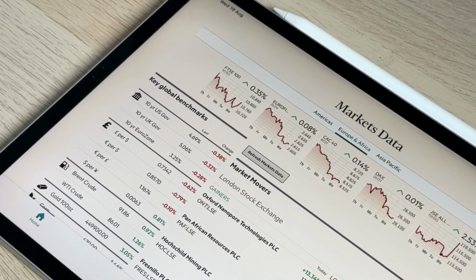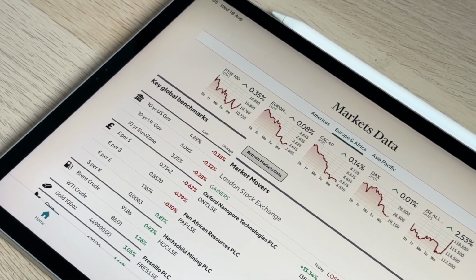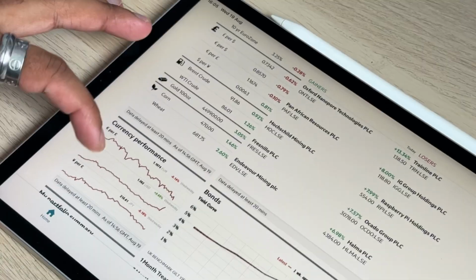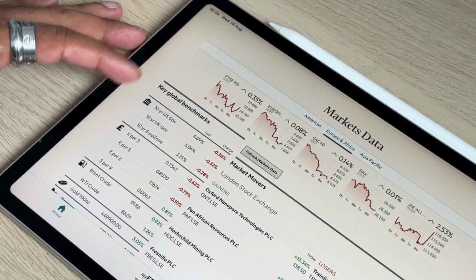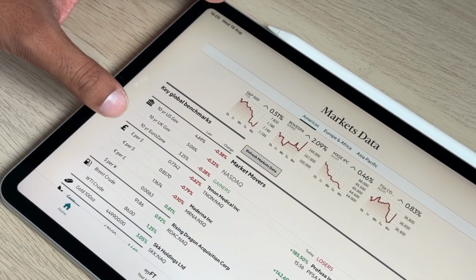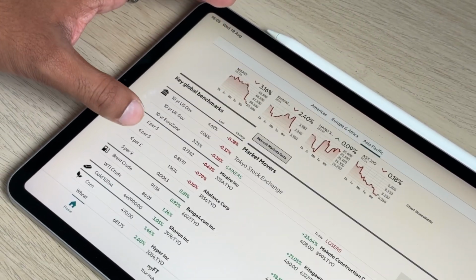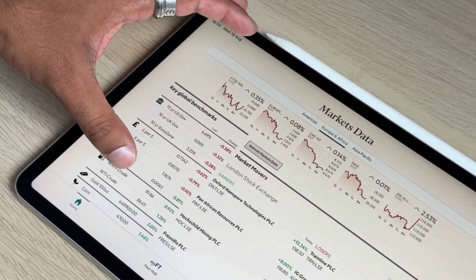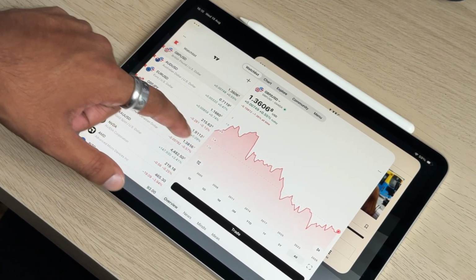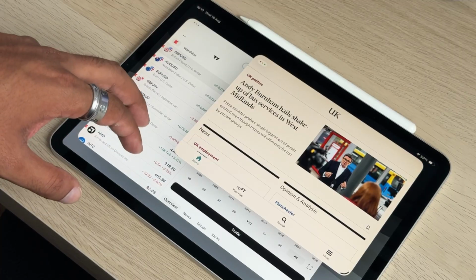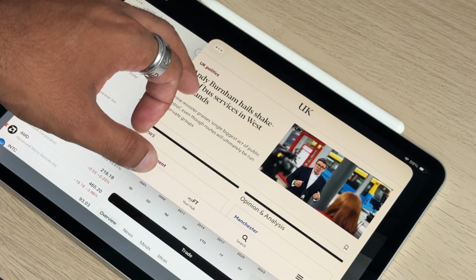Let's say you're trading cable, GBP USD. You're not just trading a chart, you're trading the relationship between the British pound and the US dollar. So what's happening with the UK economy matters. What happens with the US economy also matters. Interest rates, inflation, employment data, and obviously central bank decisions. That's where an app like Financial Times can be useful.